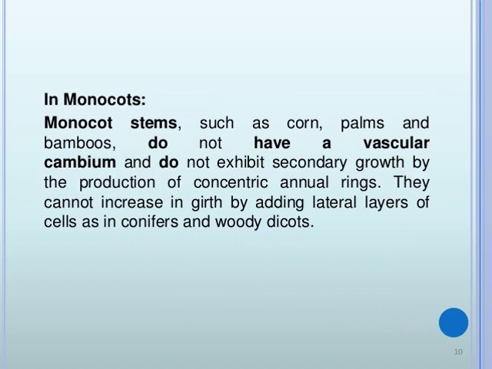As far as the location of vascular cambium in the monocot stem is concerned, here we have the example of corn, palms, and bamboo. In monocot plants, they don't have a vascular cambium and do not exhibit secondary growth by the production of concentric annual rings. So in monocots, they cannot increase in girth by adding lateral layers of cells, as in the case of conifers and woody dicots.